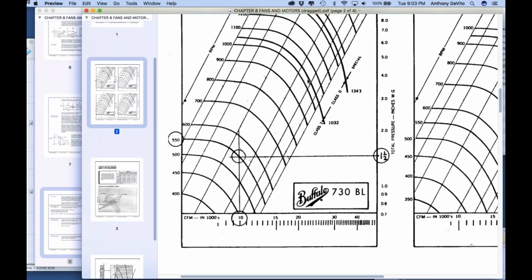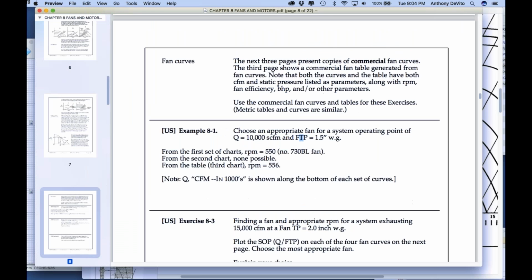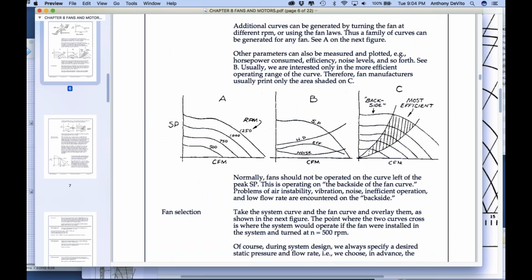And it has to be within those two lines. No, it has to be in this general area. Let me go back. Remember this picture here? This is the most efficient area. That's where we want to go.